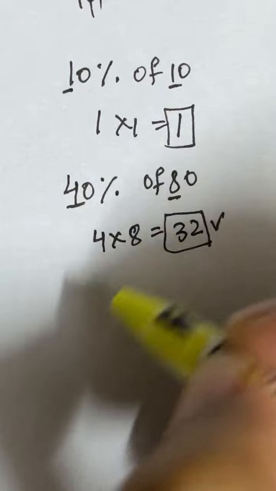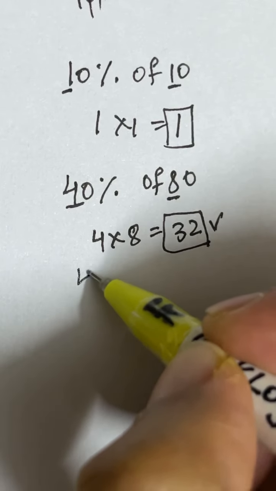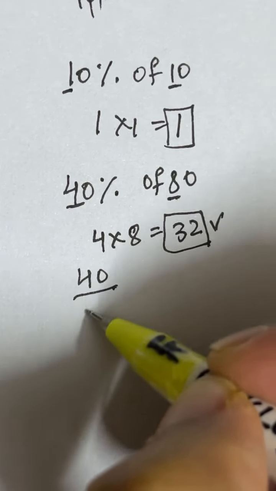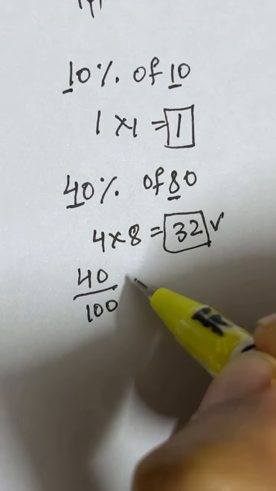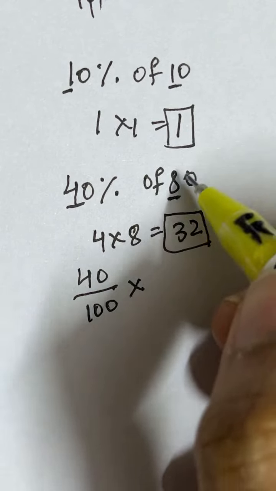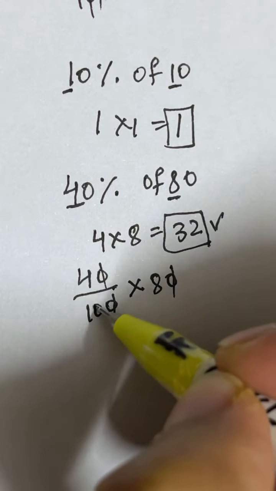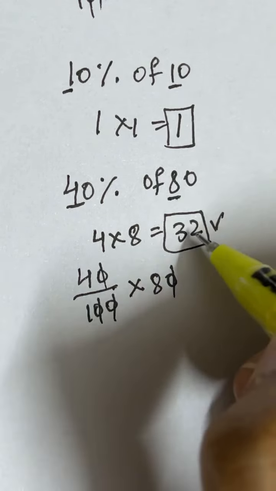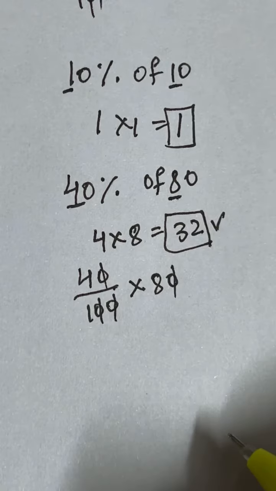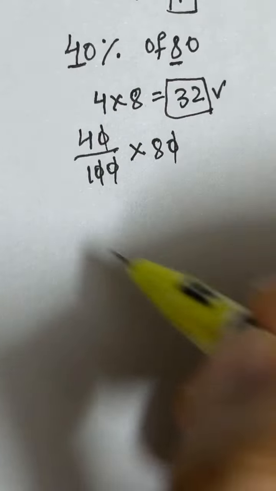Alright, and what's the logic behind it? The percent symbol changes to out of 100, per 100. 40 per 100, of is multiplication, and that's 80. So the two zeros cancel out with the zeros in the denominator and you're left with 4 times 8, that's 32. Okay, let's solve another example on this.